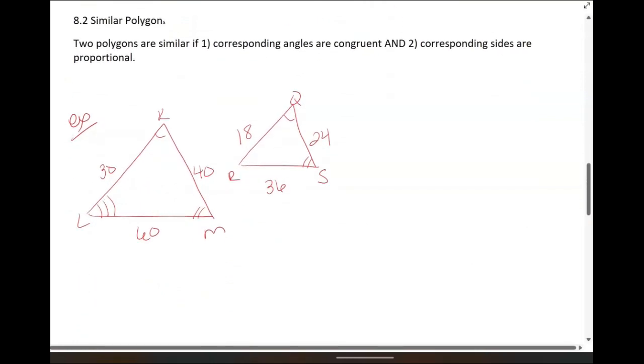All right, guys, 8.2. In this section, we are going to talk about similar polygons. And look at that tiny little s there. That's hilarious.